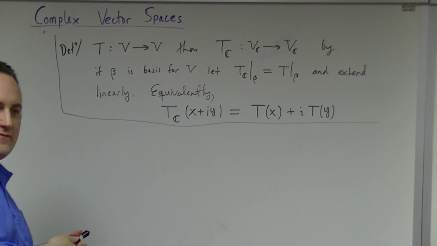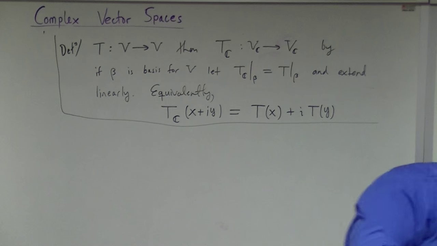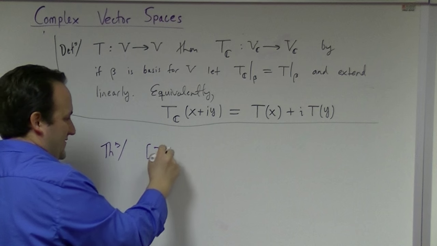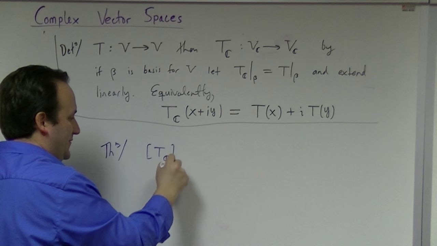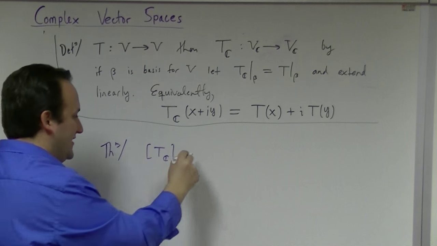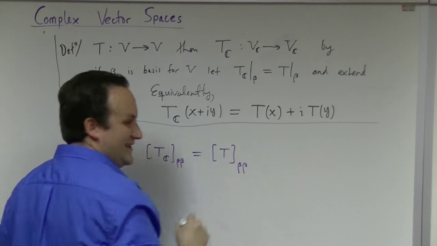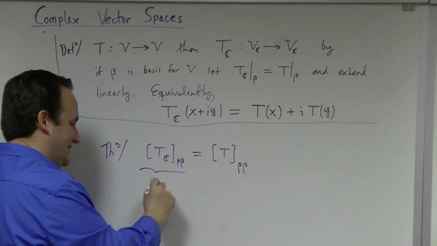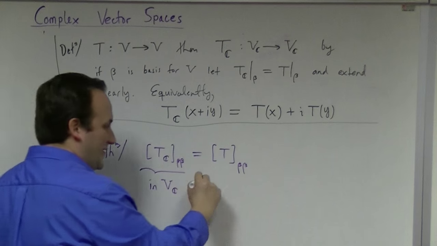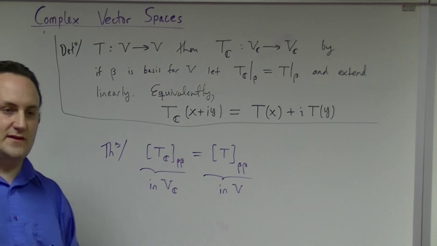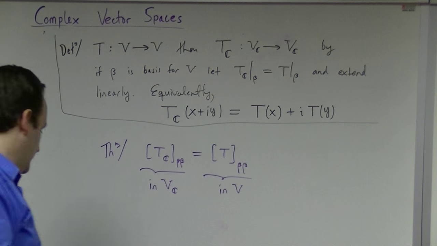Well, that's not a theorem, right? This is a definition. Here's the theorem that's awesome. Theorem: the matrix of T complexified with respect to the beta basis is equal to the matrix of T with respect to the basis beta. Over here, we're talking about calculation in the complexification. Over here, I'm talking about calculation in the real vector space. This is a bridge between worlds. It's wonderful. And this is really the reason we looked at the complexification, okay? Let me show you.